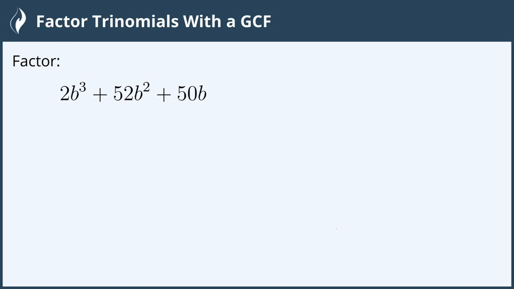Hi everyone! In this video we will factor trinomials with the greatest common factor. Factor 2b cubed plus 52b squared plus 50b.